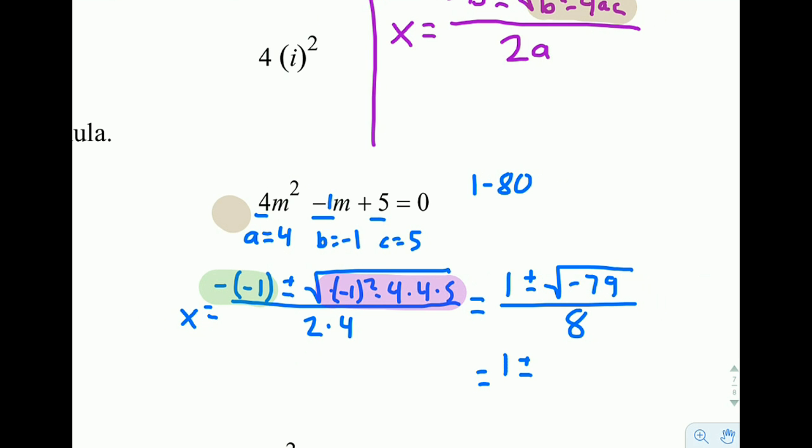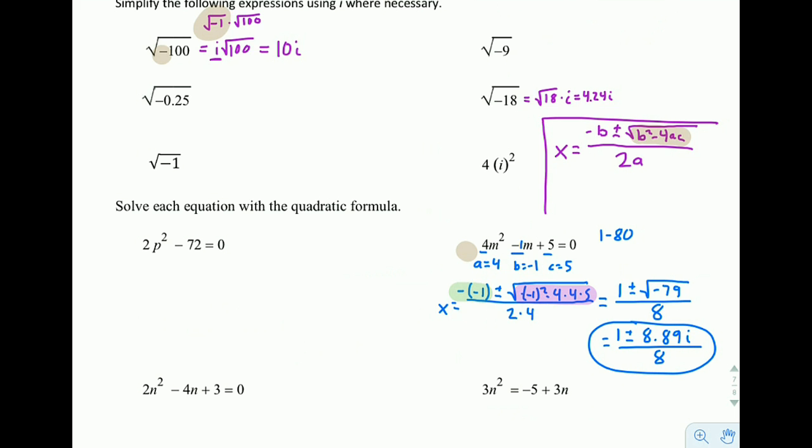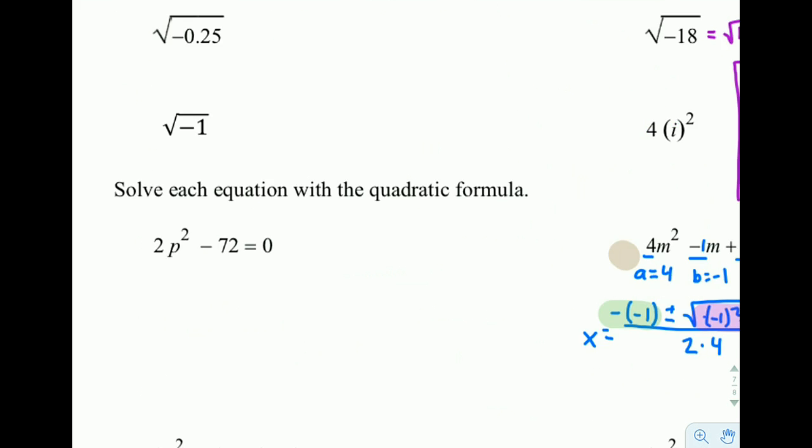And my calculator says 8.89 if I round it off. So 1 plus or minus 8.89 i over 8. Whenever you end up with something with an imaginary solution, you can actually leave it just like this, and this will be an acceptable answer. If you didn't have any imaginaries, you could completely solve this and get it down into 2 numbers. And so we'll take a look at an example that does that over here.